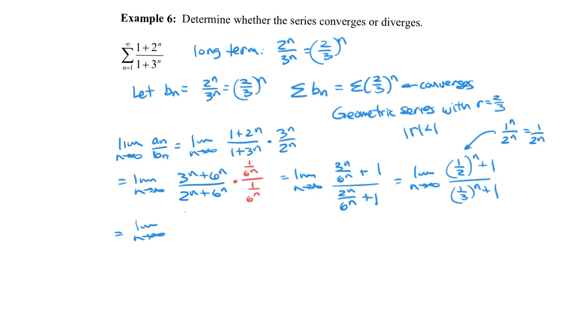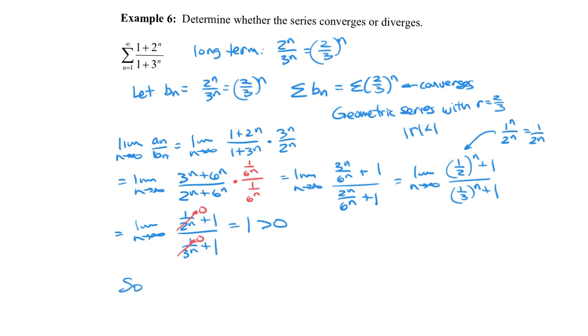So really what we've got is 1 over 2 to the n plus 1, over 1 over 3 to the n plus 1. And at this point, we can take the limit, because as n gets bigger and bigger, 1 over 2 to the n is going to get closer and closer to 0. Same with this. So when you take the limit, the limiting value of this is 0, the limiting value of that is 0. So we just have 1 over 1, which is just 1, which is greater than 0.